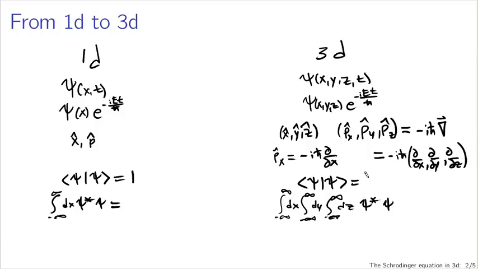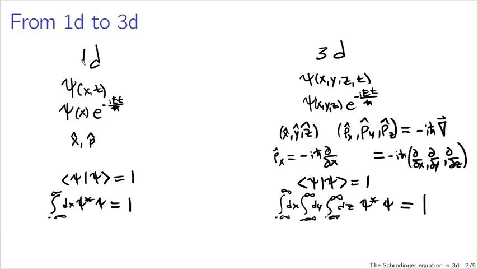The wave function is normalized, not equal to 0. The inner product of the wave function with itself is equal to 1. Our normalization integrals are equal to 1. And that's going to be true whether we're talking about one dimension or 3 dimensions.